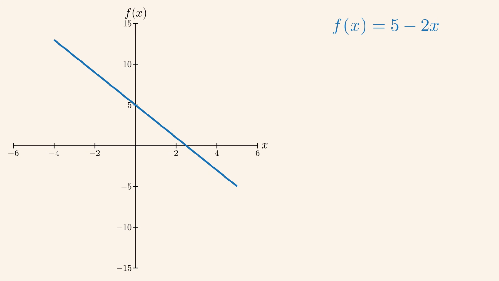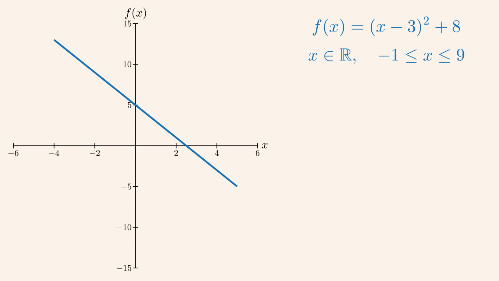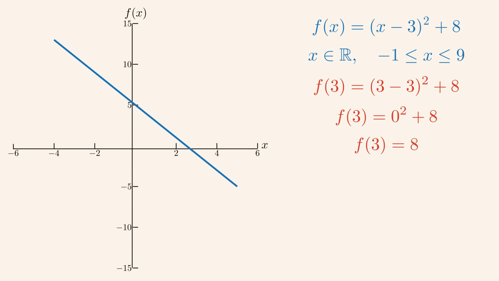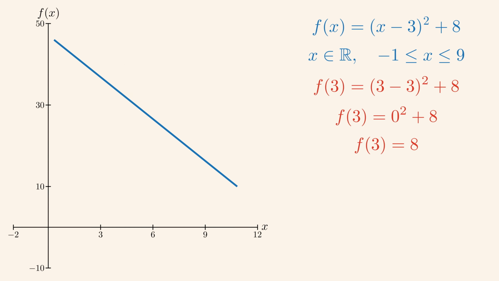Now let's explore a quadratic function. This time the domain is from -1 to 9. The function reaches its minimum point when x is 3. This happens because the squared term becomes 0 there. That gives a lower endpoint of 8. For this new function, we need to change the axes and remove the old graph. Let's mark the minimum point on the graph.